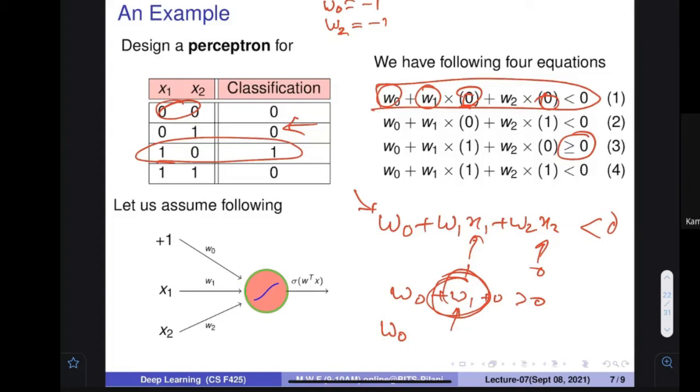W0 plus W1, what is the value of W0 plus W1? It should be greater than 0. W0 is equal to minus 1. What should I take the value of W1 as? I can take W1 is equal to 1.5, no problem. It becomes positive.